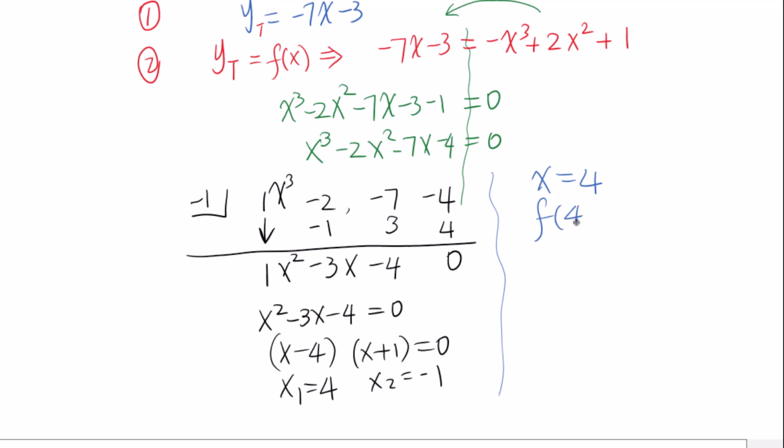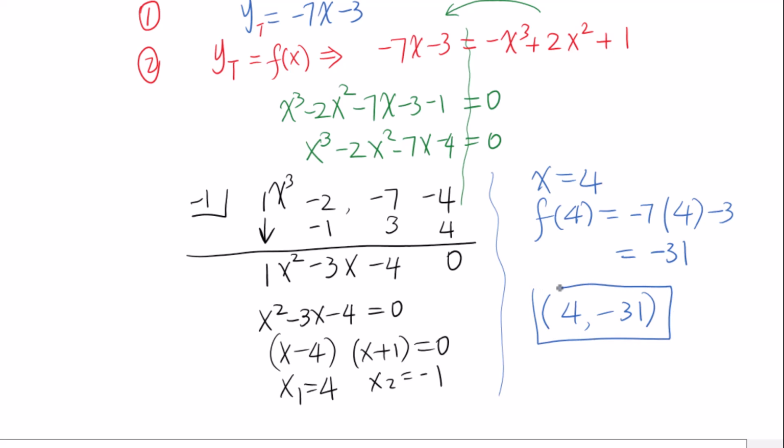F of 4, we plug in to either the curve or the tangent line. The tangent line is easier. So we plug in -7 times 4 minus 3 equals -31. The other intersection will be 4, -31. This is the solution.